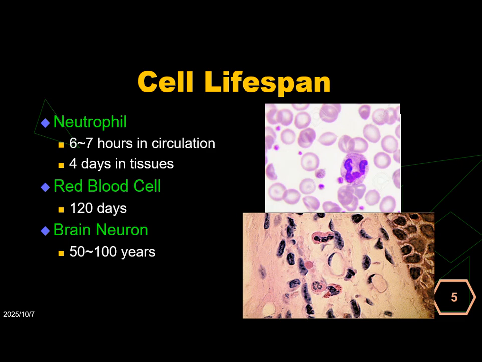Okay, so the lifespan is different for cells in our body. For example, in the human body, the neutrophil. You know what a neutrophil is? That's a neutrophil in circulation. That's a neutrophil in tissue. The lifespan of a neutrophil in tissue is different from a neutrophil in circulation. A neutrophil in circulation only lives 6 to 7 hours, and a neutrophil in tissue can live for 4 days. Do you know what the difference is?